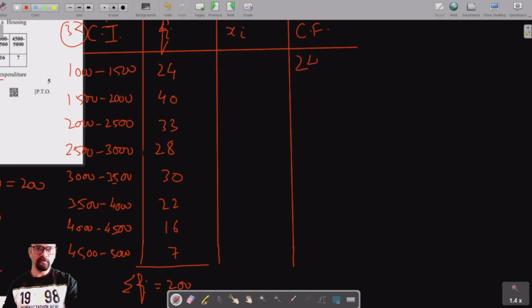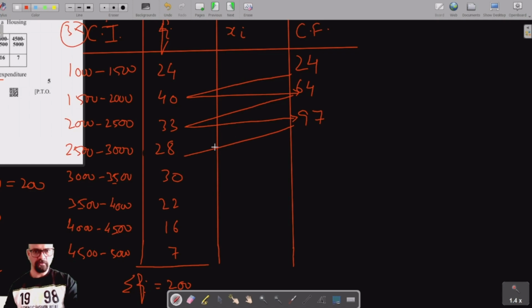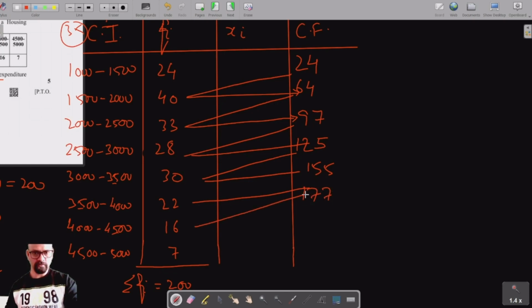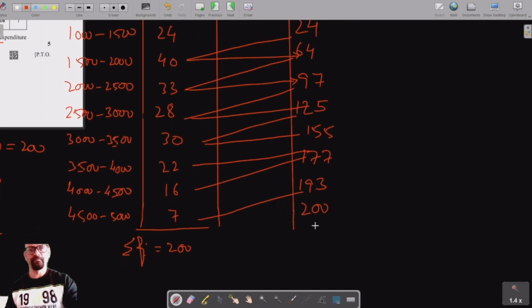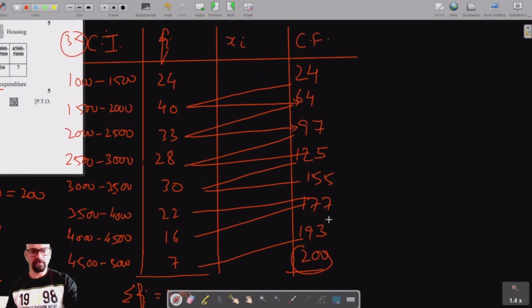So the cumulative frequency is 24 plus 40 is 64, plus 33 is 97, plus 28 is 125, plus 30 is 155, plus 22 is 177, plus 16 is 193, plus 7 is 200. Okay, so this is the cumulative frequency.